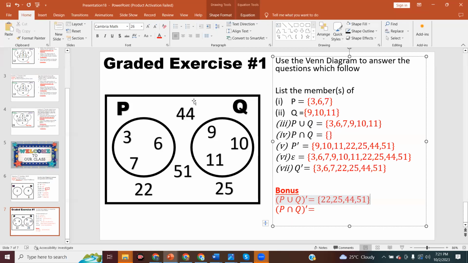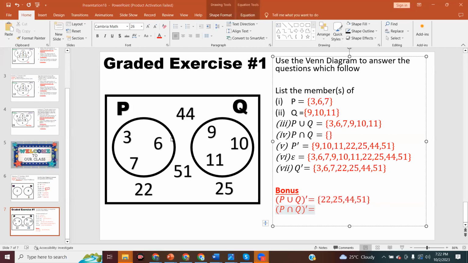She's right. How many persons got this right? The bonus? I did. I got the bonus right. All right. Good. 22, 25, 44, and 51. That is everything except for these 2 circles. And then, who wants to help me with the second one?